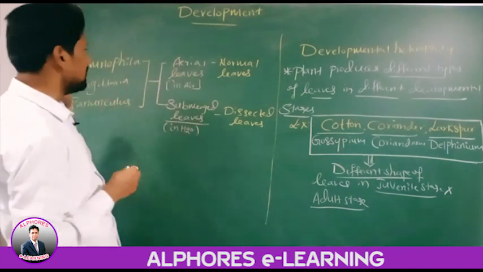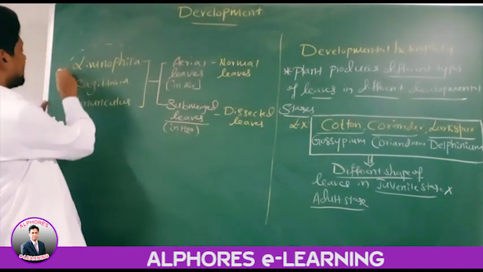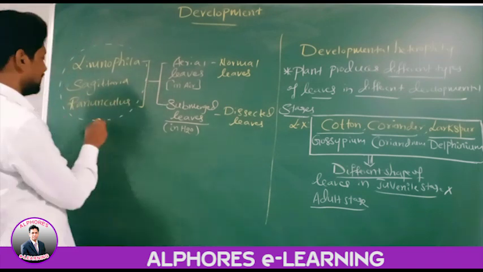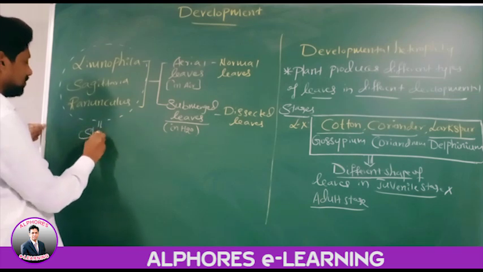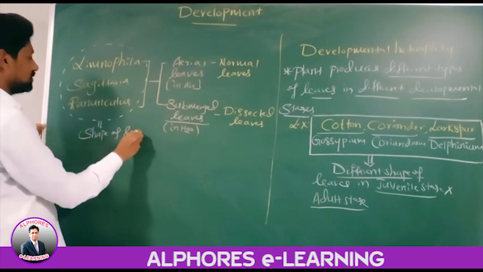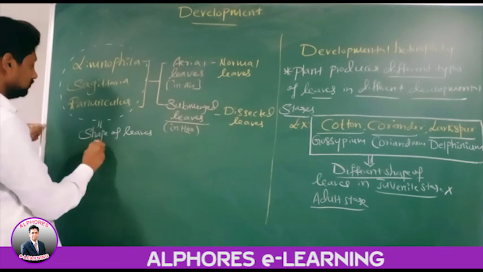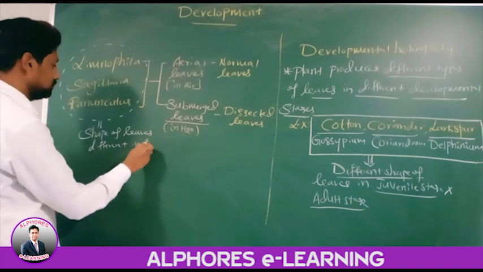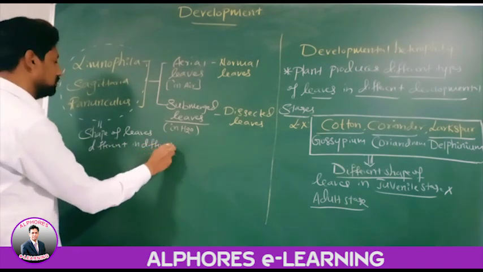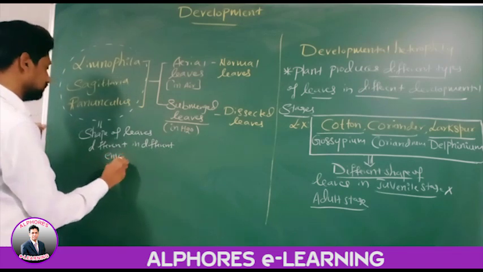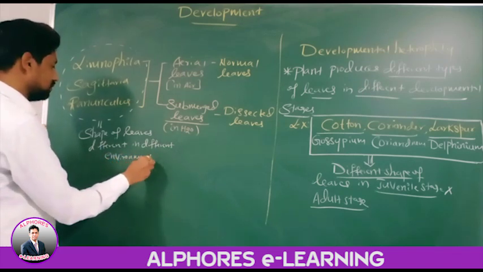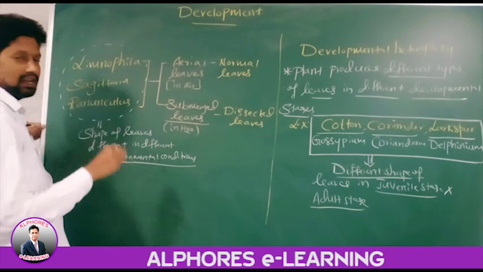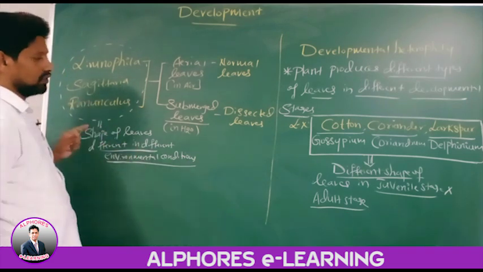But see, in the case of Limnophila, Sagittaria and Ranunculus, the shape of leaf is different in different environmental conditions. Yes or no? Therefore, what is different? Shape of leaves different in different environmental conditions. Therefore, in different environmental conditions, it is producing different types of leaves.